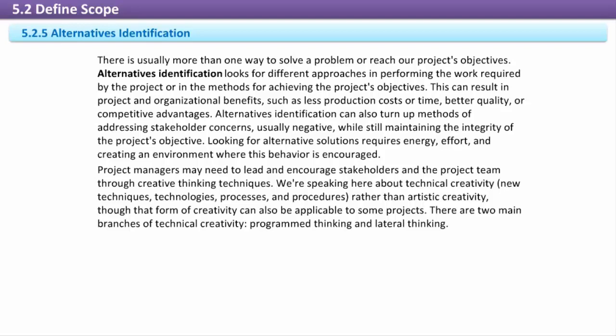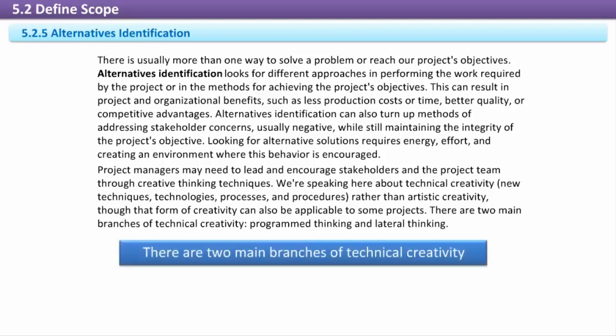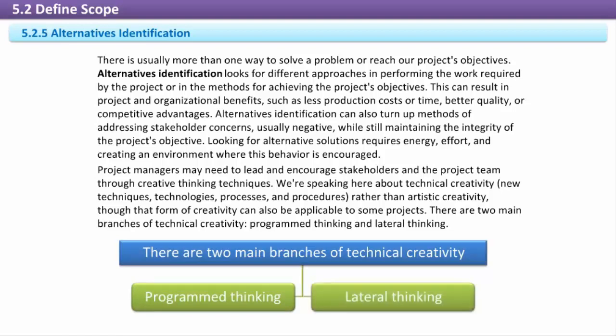We're speaking here about technical creativity, new techniques, technologies, processes, and procedures rather than artistic creativity, though that form of creativity can also be applicable to some projects. There are two main branches of technical creativity: program thinking and lateral thinking. Program thinking is based on pattern recognition, and humans are especially good at this.